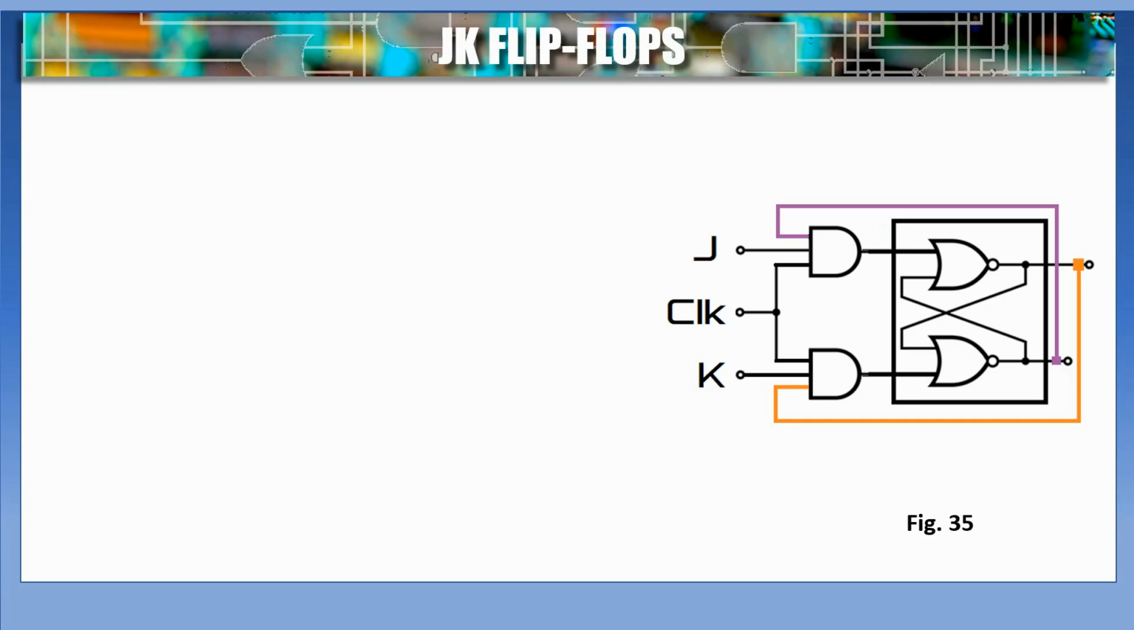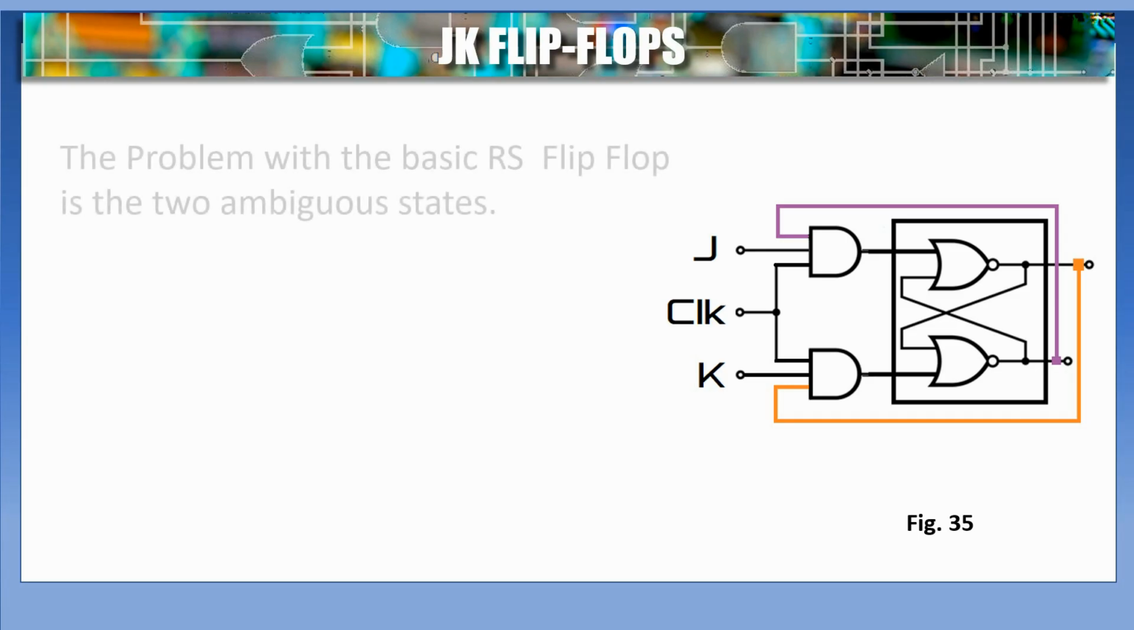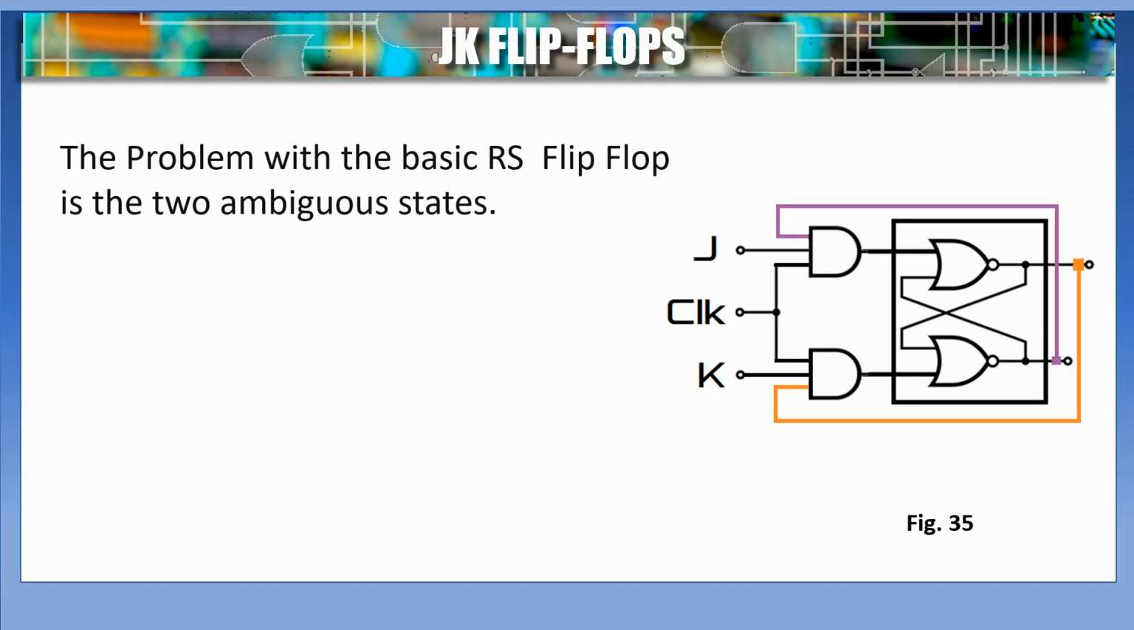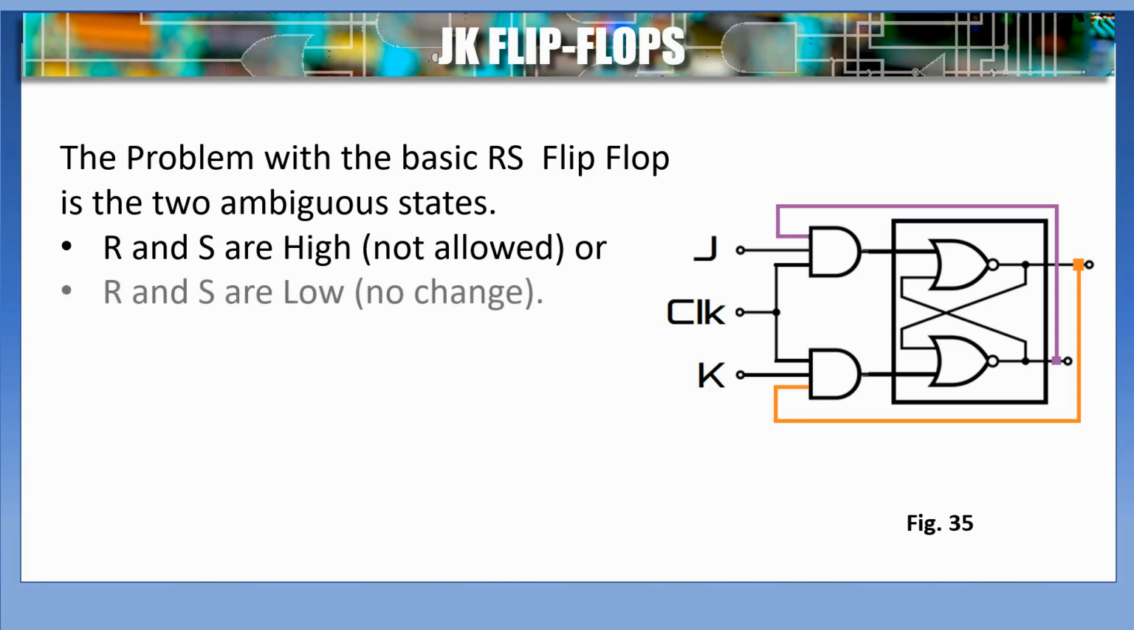As mentioned earlier, with simple set-reset flip-flops, there is always the possibility of having an ambiguous state. To be truthful, there are actually two ambiguous states. When both R and S are high, well, that's not allowed, or when both R and S are low, there's no change.